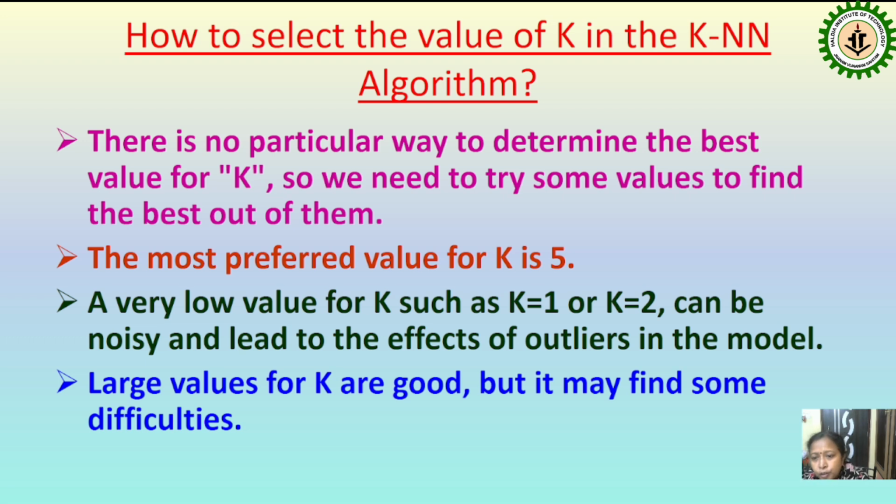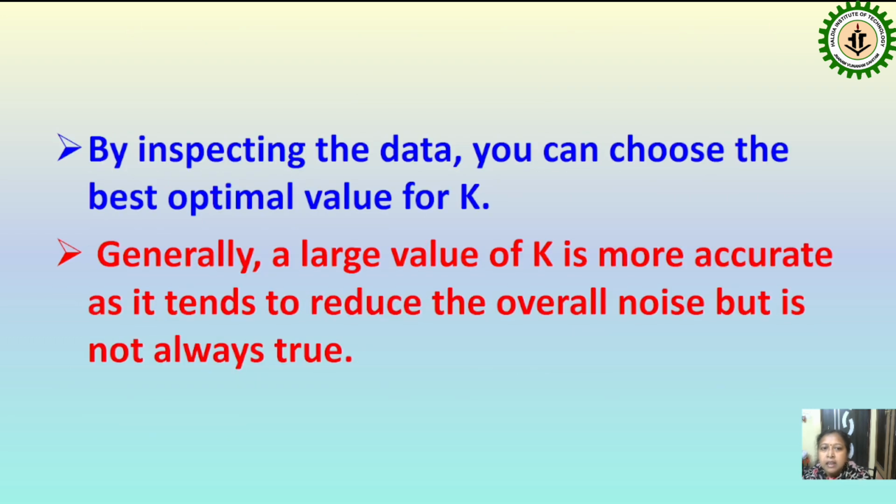If you take a very low value for k, such as k equal to 1 or k equal to 2, it can be noisy and it also leads to the effect of outliers in the model. So it is not good. Large values for k are good but it may find some difficulties. By inspecting the data we can easily choose the best value for k.